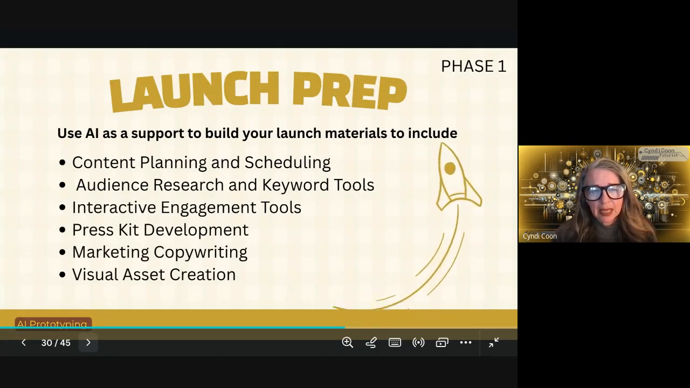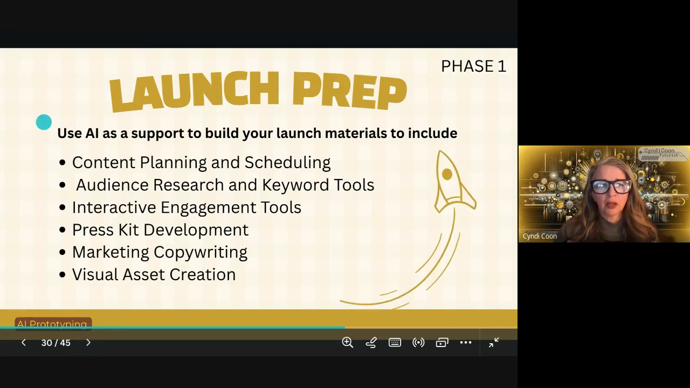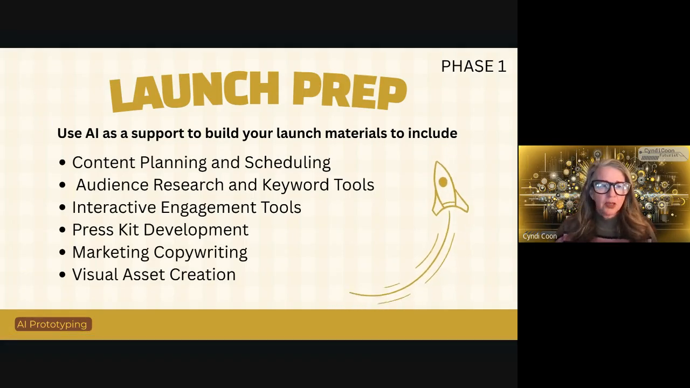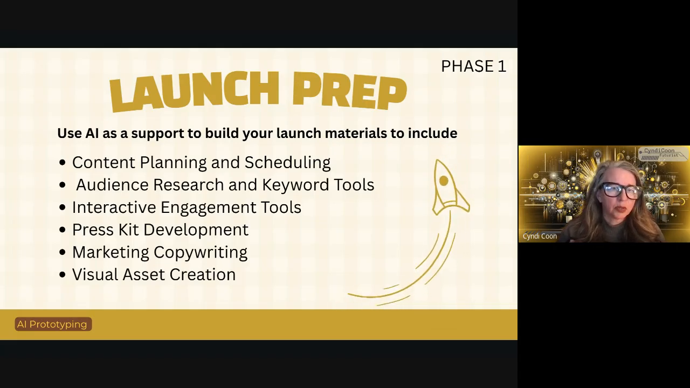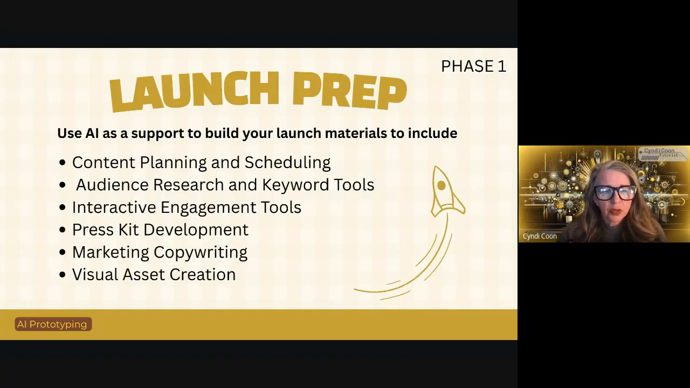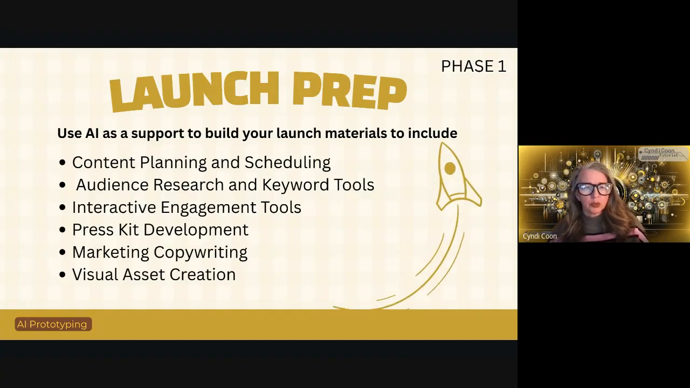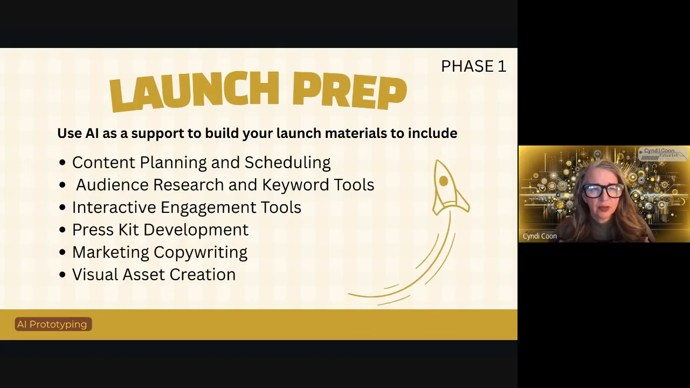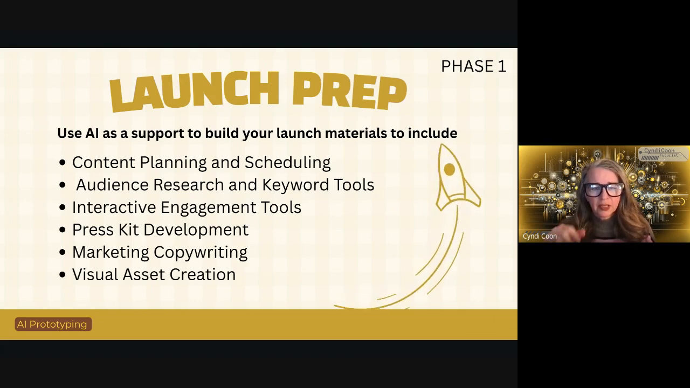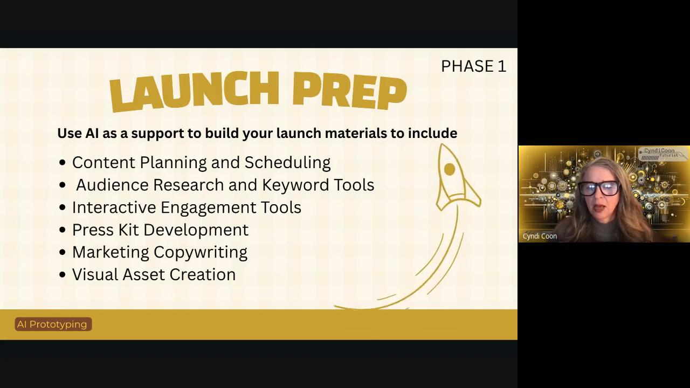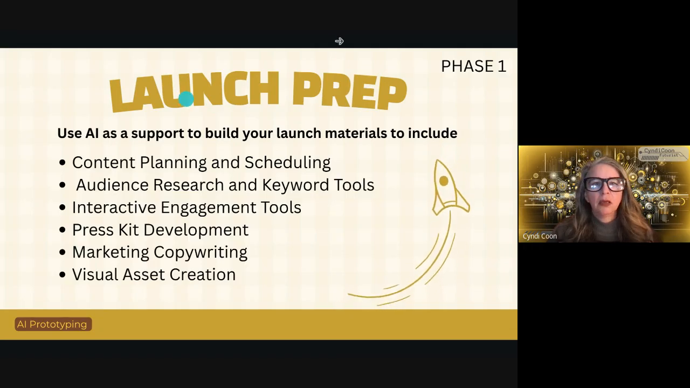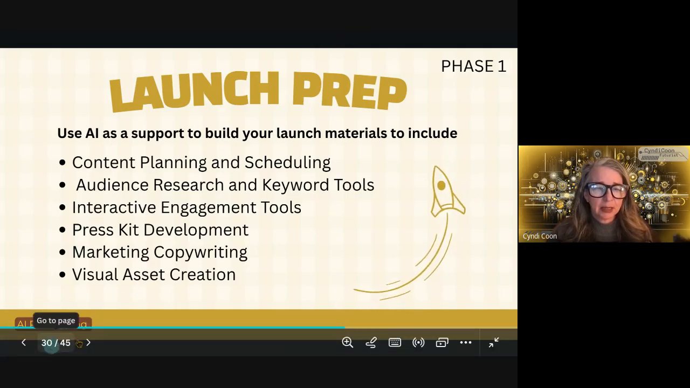So first thing I want to say is obviously AI is all of our friend. And so just asking for help from AI with building a content planning schedule, audience research, keywords, engagement tools, press kit. I'm going to go over each of these a little bit more in detail. So your marketing and your visual assets. All of these things I'm going to jump into each one of those bullets a little bit deeper. Again, we're in an AI prototyping club, so use AI is what I'm going to say to help you through these steps.